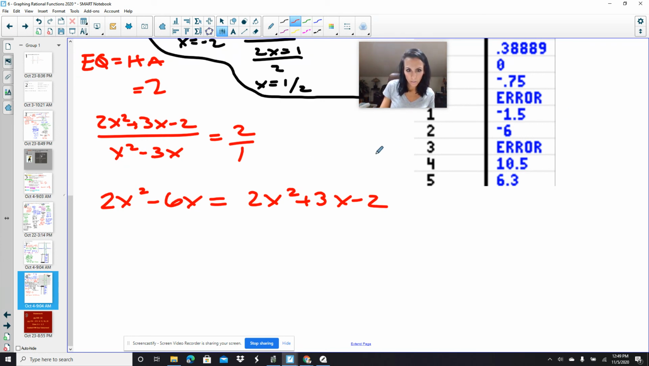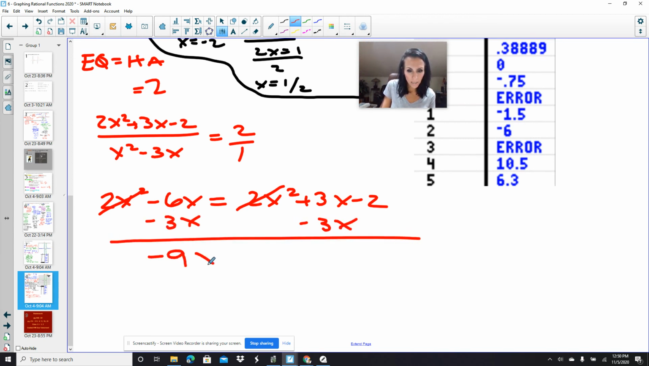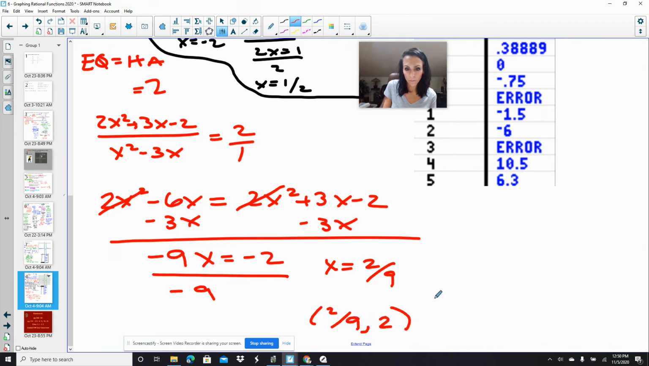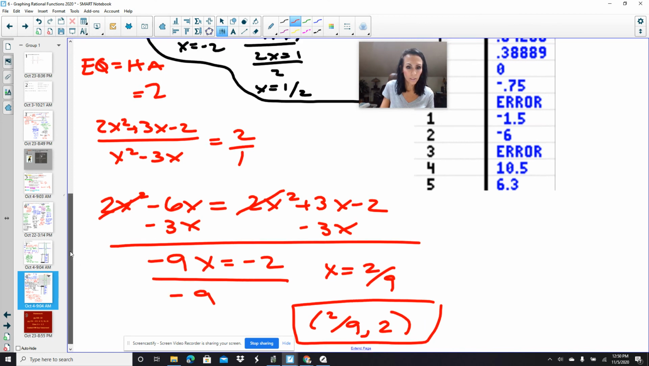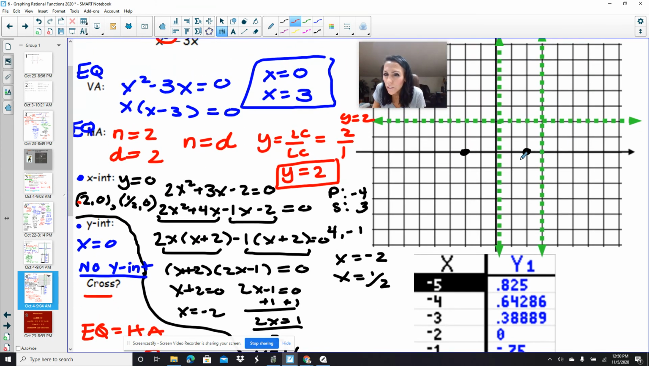Okay, and all we're going to do now is subtract those from both sides. All right, subtract a 3x from here and here. Get -9x equals -2. Divide by -9. Okay, so this horizontal asymptote does cross at 2/9 and 2. So that's where it crosses. Okay. 2/9 and 2. Looks about good, right? Okay.